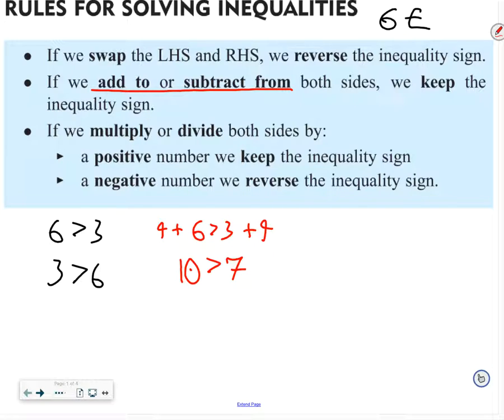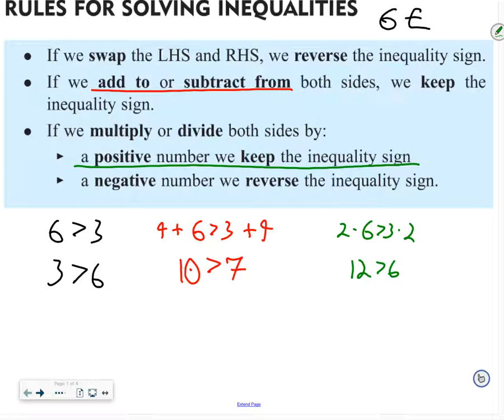If we multiply or divide both sides of the inequality, if it's positive, we don't have to do anything. So if we have 6 is greater than 3, we multiply both sides by 2, we can say that 12 is greater than 6, and it preserves that inequality.